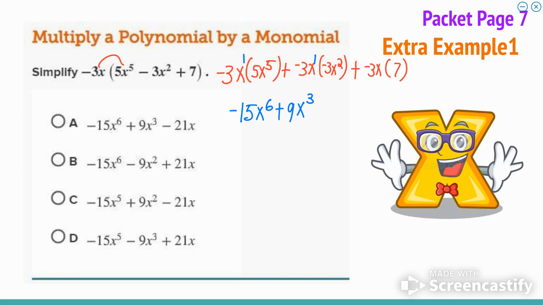Multiplying exponents with the same base, add the exponents, keep the base the same. Multiplying the coefficients, though, negative 3 times negative 3 is positive 9. And lastly, we have negative 3x times 7. That would give us a minus 21x. So our correct answer for this one would be A.